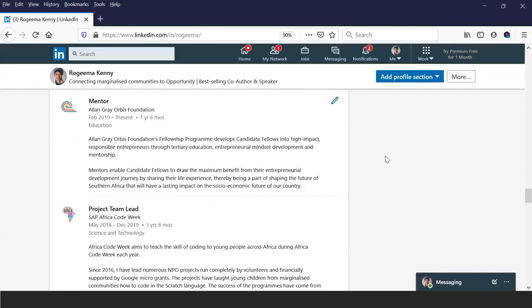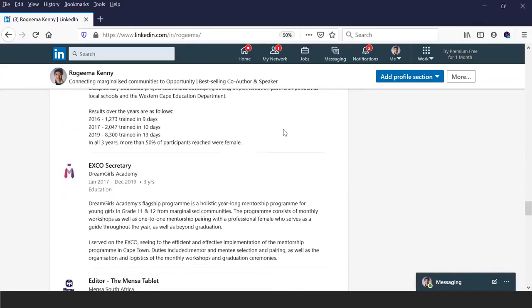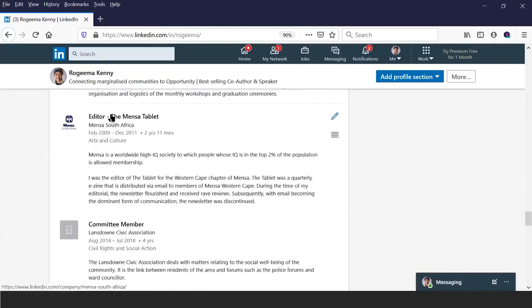In terms of the way I laid it out as well, as you can see here at the bottom, I've got 2 roles here where I was the editor of the Mentor tablet, and I was also on the committee of the Civic Association. The Civic Association I did quite recently, up to as recently as 2 years ago, whereas the editor of the Mentor tablet was many, many years ago, like 9 years ago. But the reason I put it this way was to speak about that visual appeal that I spoke about earlier. So the Civic Association has like a little gray block that looks like a building there.